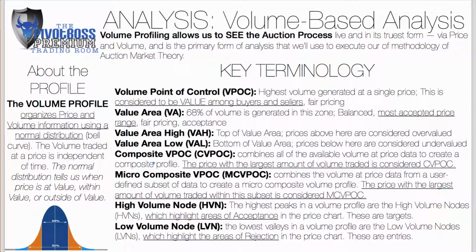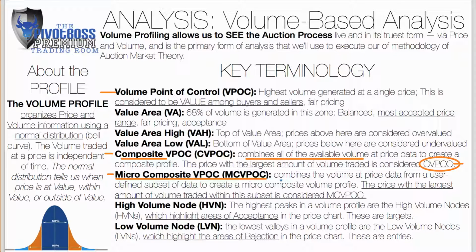There's also now composite VPOC, micro composite VPOC, because this is the volume point of control of whatever set of data you're looking at. But composite means that you're going to combine all of the available volume and price data to create a composite profile. So all of the volume and pricing data that's in the chart that you have, maybe you have 5 years of it or 10 years of it for whatever chart, a composite profile will build a volume profile using all of that available data. And then the price with the largest amount of volume traded in that data set is considered to be composite VPOC, CVPOC. So when I'm using a daily chart, that's what composite VPOC is. It's from the higher time frame.